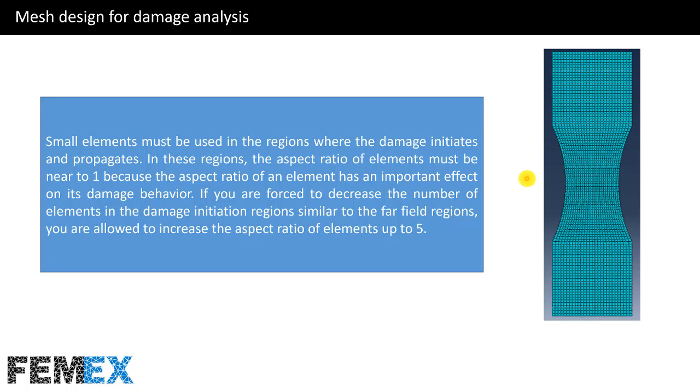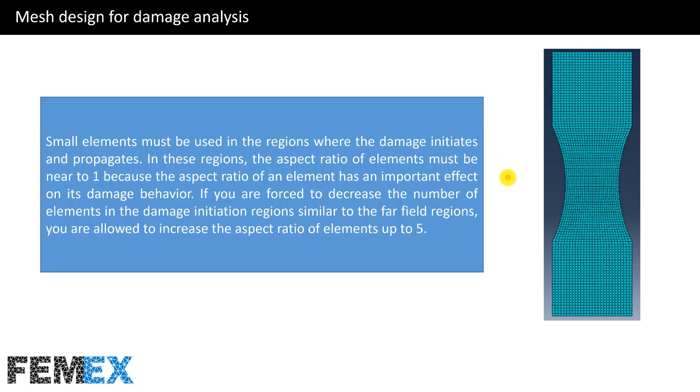Small elements must be used in the regions where the damage initiates and propagates. I'm talking about this region. In these regions, the aspect ratio of elements must be near to 1 because the aspect ratio of an element has an important effect on its damage behavior. For 2D elements, the aspect ratio is the ratio of largest length to the smallest length of the element.